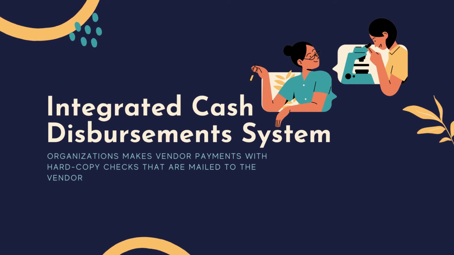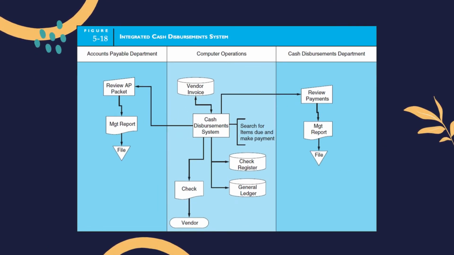An integrated cash disbursement system consists of making payments by hard copy checks that are then mailed to the vendor. Other procedures are used for those that use electronic fund transfer for payments. It first starts in the computer operations as the vendor invoice is received and processed in the cash disbursement system.